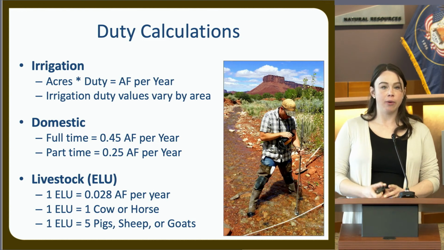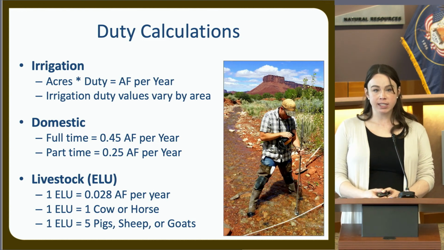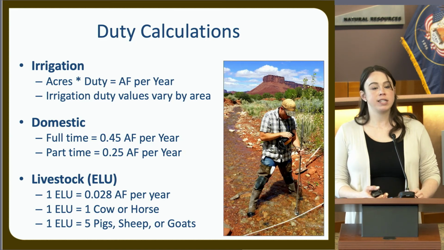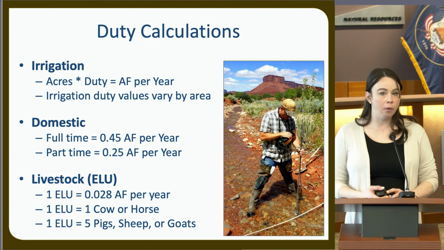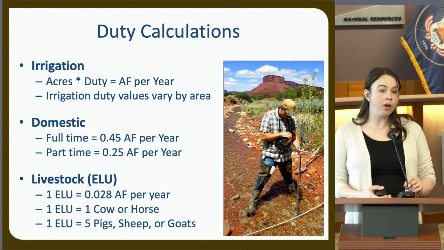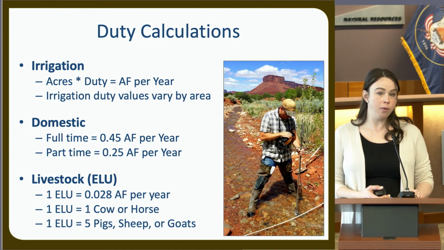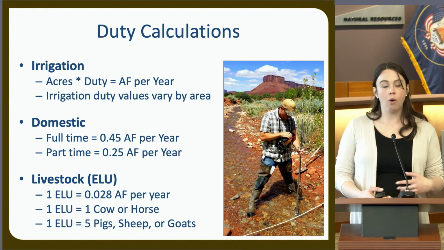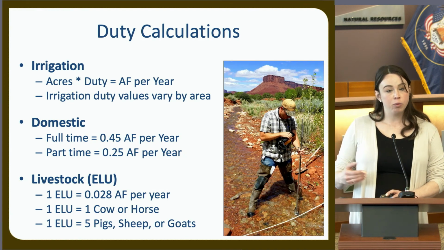Basic calculations on how irrigation works. Domestics, full-time domestics are always 0.45 acre-feet per year. They require 0.45 acre-feet. Part-time domestic or home is considered like a cabin or a summer home, requires 0.25 acre-feet per year. Now, livestock are fixed units as well. So one equivalent livestock unit, or ELU, requires 0.028 acre-feet per year. One livestock unit is considered one cow or one horse here at the division, and then prorates from there.